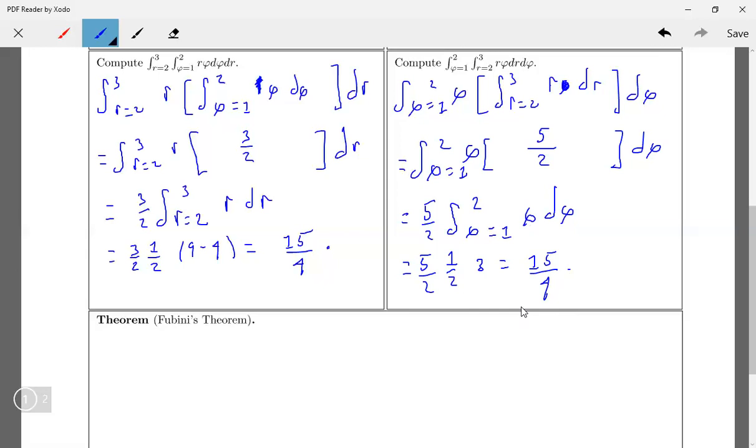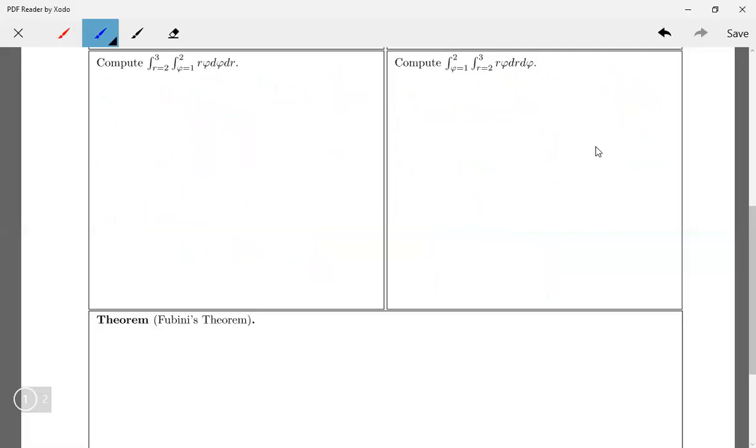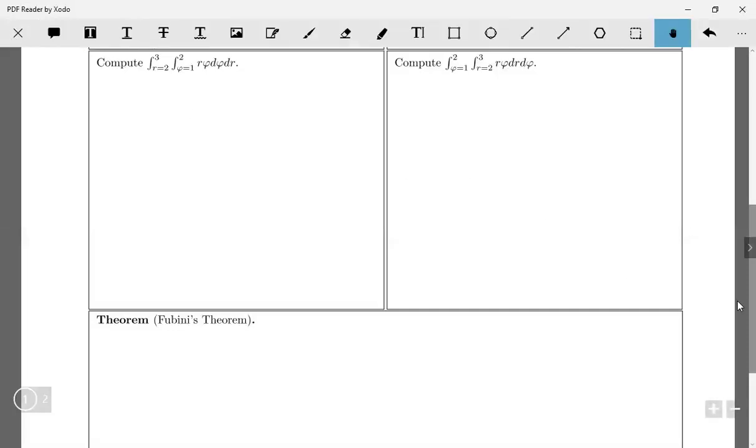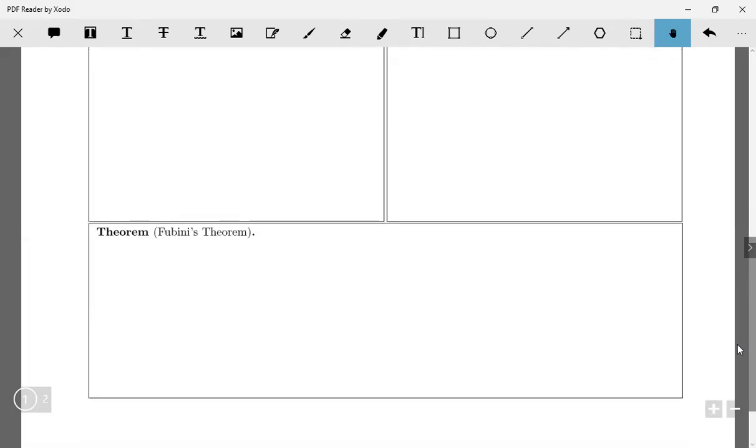Okay, and this brings us to Fubini's theorem. So notice that in the previous two examples, oops. Well, I did not mean to do that. Sorry, I deleted what I just wrote. You can just back up the video a little bit if you want to. I do not want to do it again.